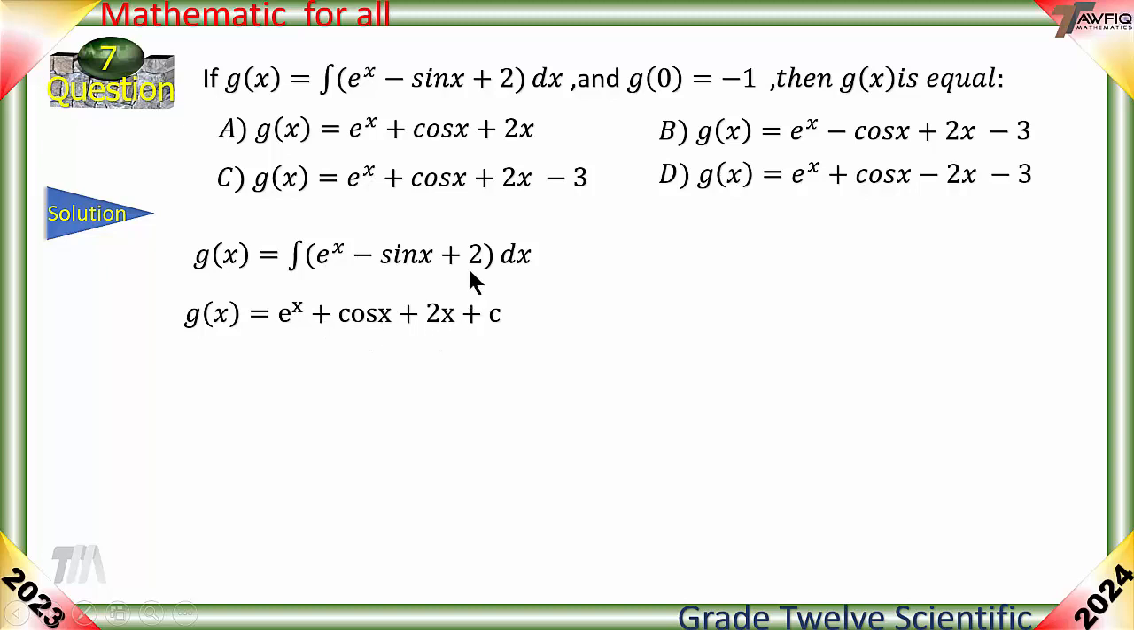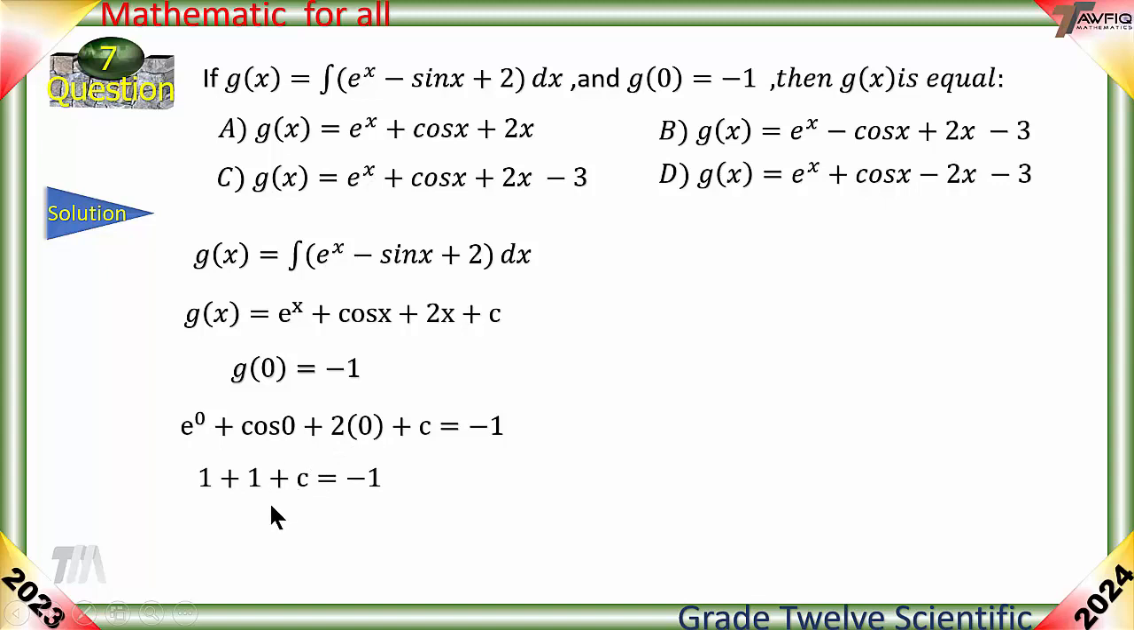The integration of 2 is 2x plus c. Because we have g of 0 equal to minus 1, we substitute all x's with 0 and g(x) with minus 1. So it becomes e to the power 0 plus cosine 0 plus 2 times 0 plus c is equal to minus 1. E to the power 0 is 1 and cosine 0 is 1 and 2 times 0 is 0, plus c.